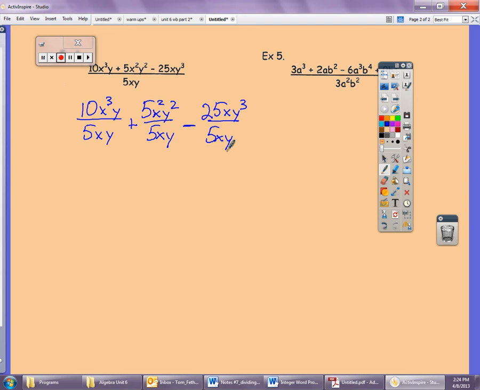And now we simply divide. So we divide our numbers, subtract the exponent. 10 divided by 5 gives us 2. 3 minus 1 is x squared. The y's cancel off. 5 divided by 5 is 1. 2 minus 1 is 1. 2 minus 1 is 1 again, so we have 1xy. And then 25 divided by 5 is 5. The x cancels off, and we're left with y squared.